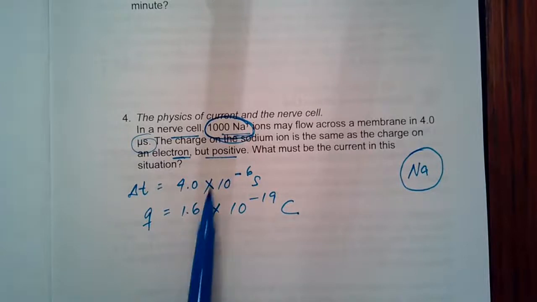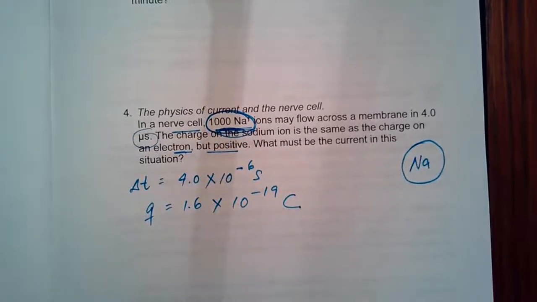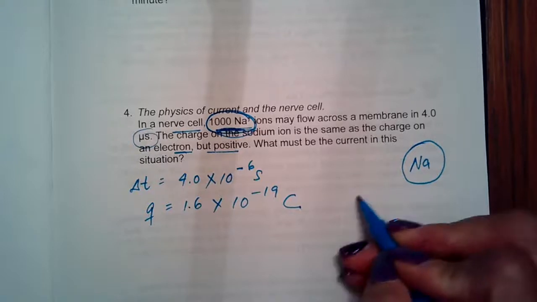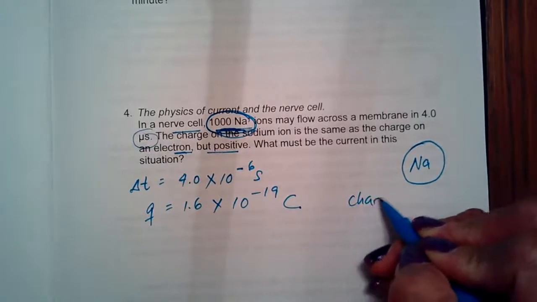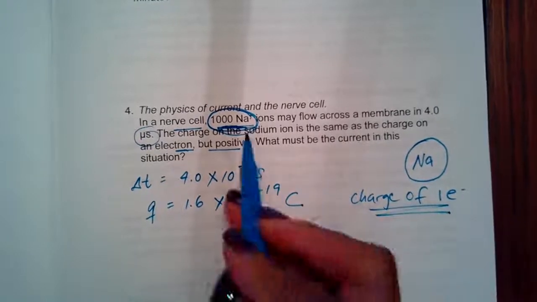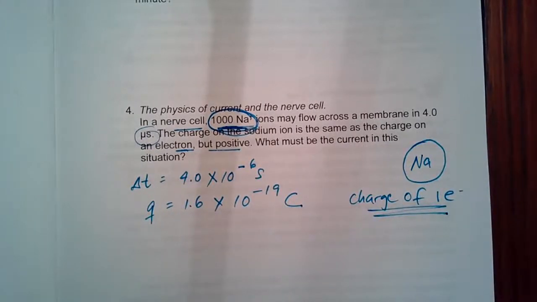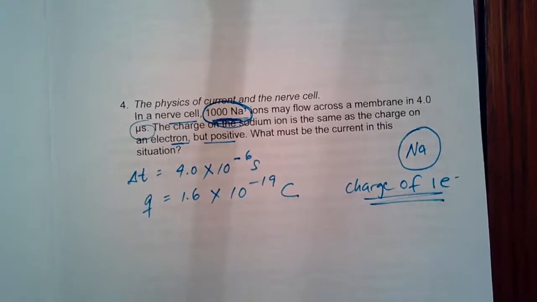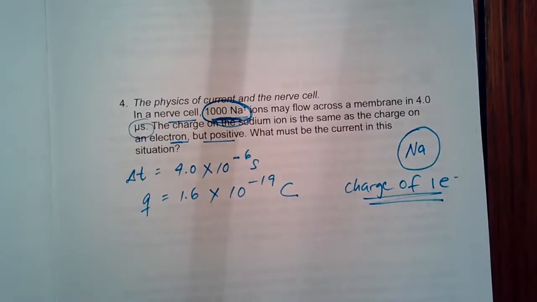I'm going to leave that to you. Just make sure that you use that. This is the charge of 1 electron, but you're dealing with 1,000 sodium ions. I'm going to leave these questions to you for an assignment. Answer these on a piece of paper or directly on the book, scan or take a picture of these and email them to me, that would be great.